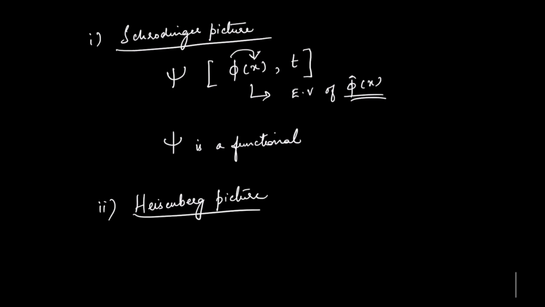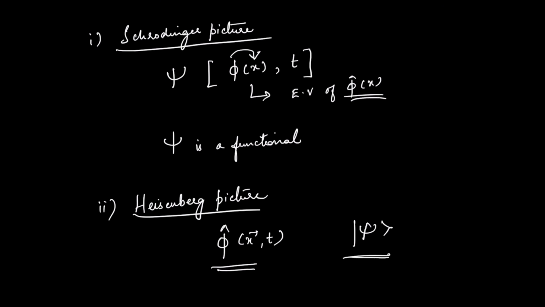So in the Heisenberg picture for a field, you can see that the field is now promoted to an operator which evolves with time, and the state of the system psi does not evolve with time. In the Heisenberg picture, you just focus on the operator equations, and once you solve the operator equations, you can calculate the expectation values in any state you want.